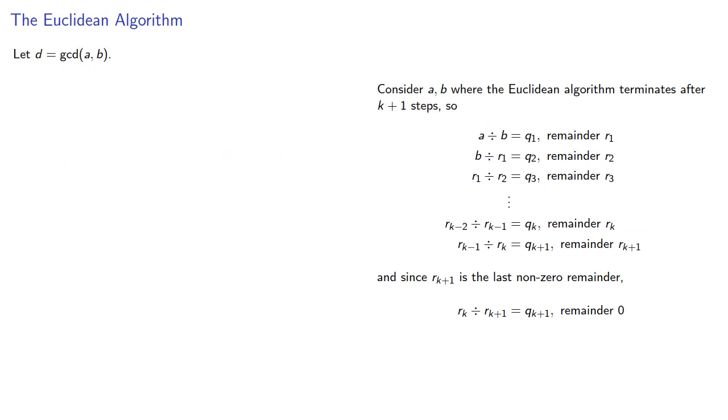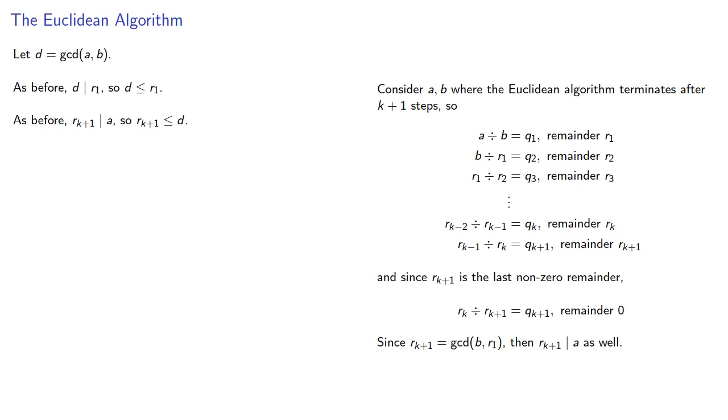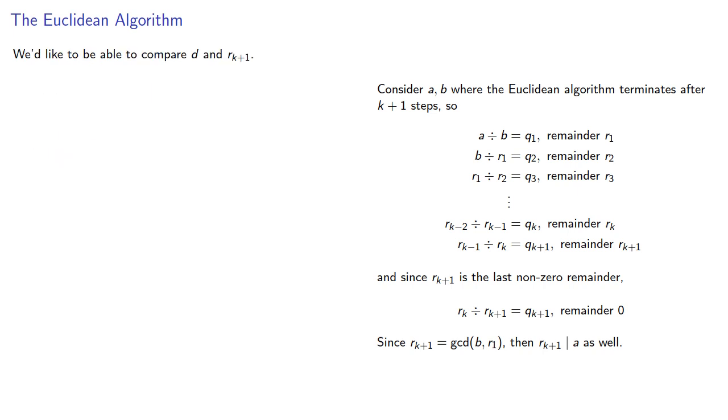And so rk plus 1, by our induction hypothesis, has to be the greatest common divisor of B and R1. So let D be the greatest common divisor of A and B. So as before, D has to divide R1, so D is less than or equal to R1. Again, since rk plus 1 is the greatest common divisor of B and R1, then rk plus 1 has to divide A as well, and so rk plus 1 must be less than or equal to D. Consequently, we'd like to be able to compare D and rk plus 1, but the obvious steps don't allow it. So we should see if we can make a connection between the two.